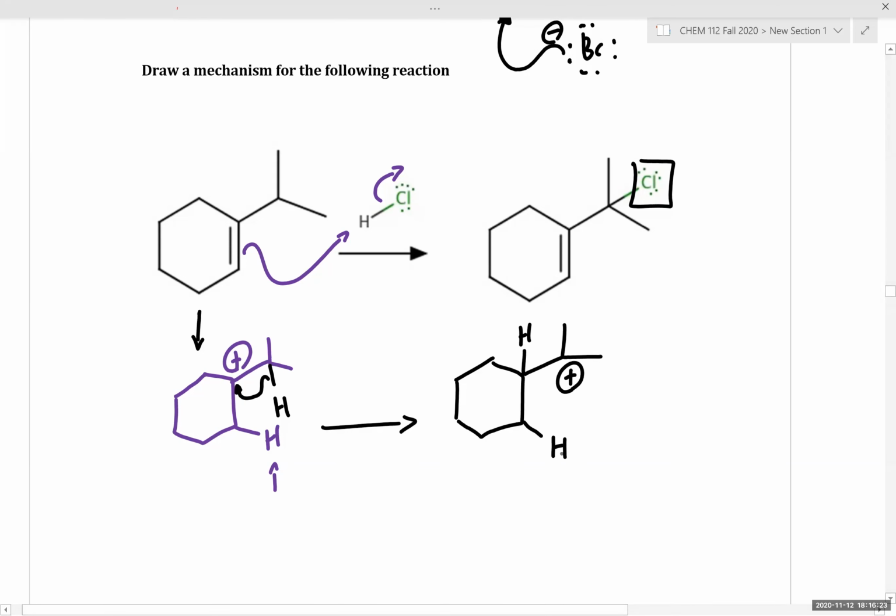Now looking at this system, how do we finish off this mechanism and get to our final product? What's our last step that we need to form this carbon-chlorine bond? What's our last step that we covered last session?